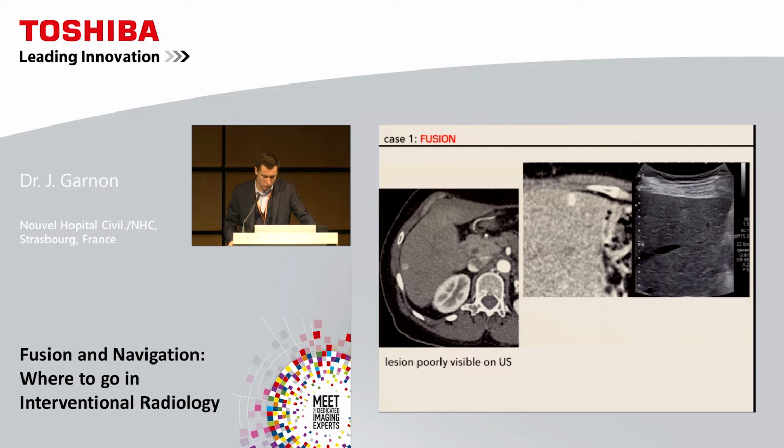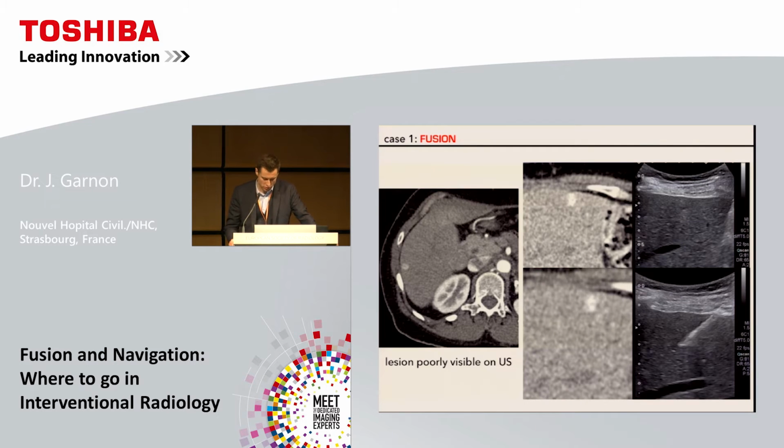So again, you can go for fusion imaging, and you can see that you can focus your examination on the region of interest and identify this tumor, which was not visible on the first examination using ultrasound alone. Once you have seen the tumor, it's easy to puncture it and to ablate it.